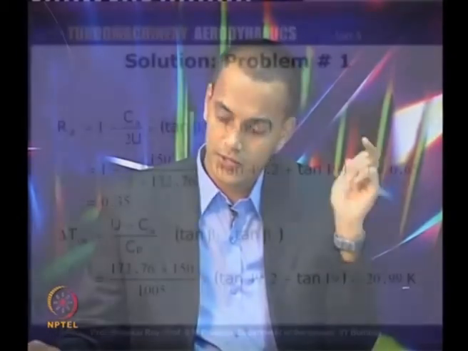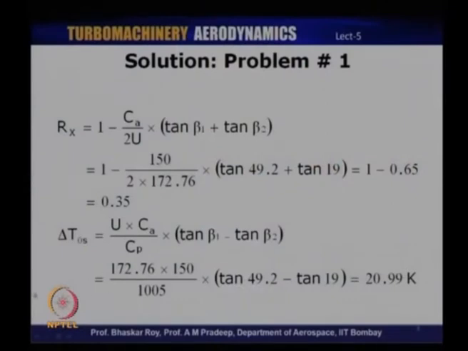So, for one particular stage, the temperature rise across a stage, that is ΔT0s, where s represents the stage, is given by U times C_A divided by C_P, into (tan β1 minus tan β2). And where does this come from? Well, this is equal to enthalpy rise. So, ΔT0 multiplied by C_P is basically ΔH0, which is enthalpy rise. So, enthalpy rise in one stage is equal to U times ΔC_W, which is given by C_A times (tan β1 minus tan β2).